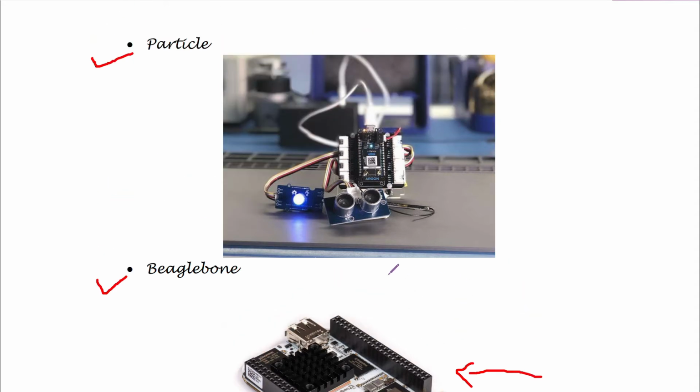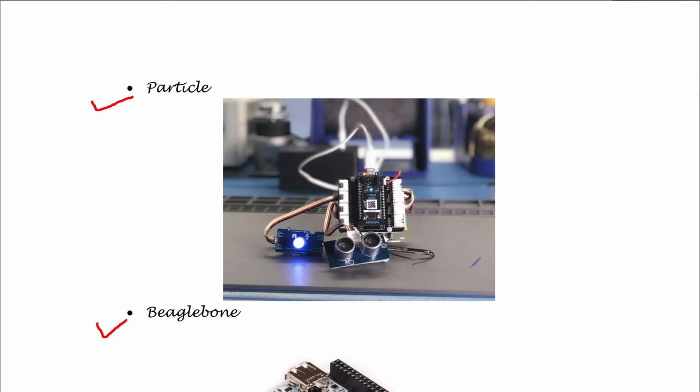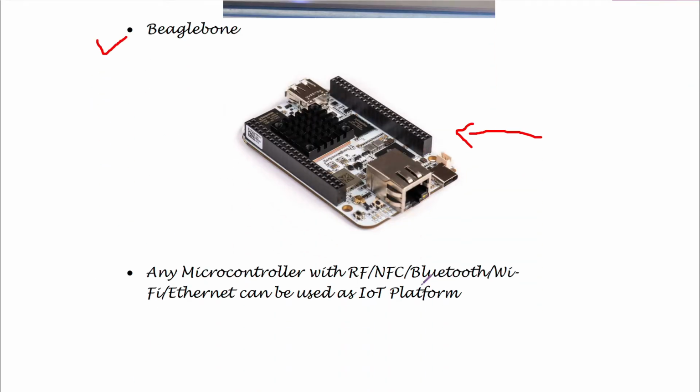But we don't only have to rely on these hardware. We don't always have to purchase. As we have discussed, any microcontroller or any embedded board that you are already using for writing applications for embedded systems, you can always convert it into hardware that can be used for developing IoT applications. So how can we do that? Take any microcontroller or any board like we did with Arduino, and we can use RF, NFC, Bluetooth, Wi-Fi or Ethernet modules so that that board or microcontroller can be used as an IoT platform.